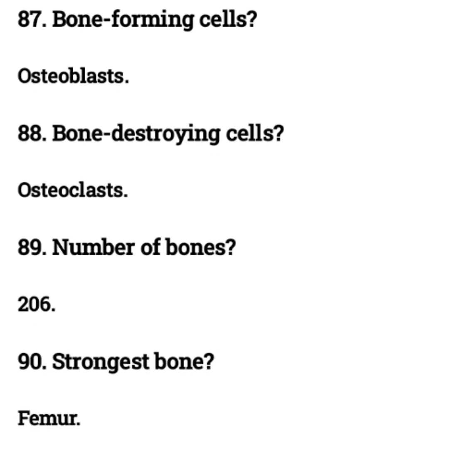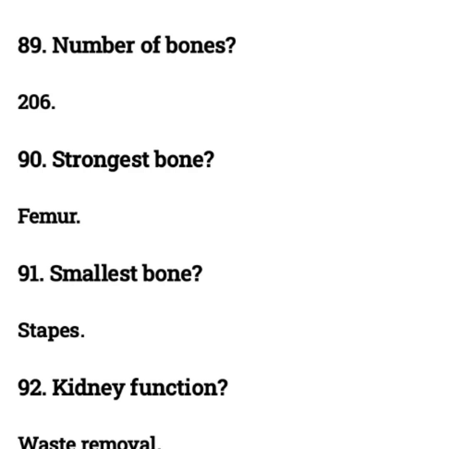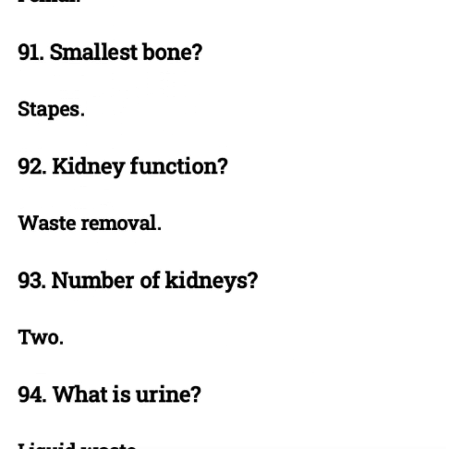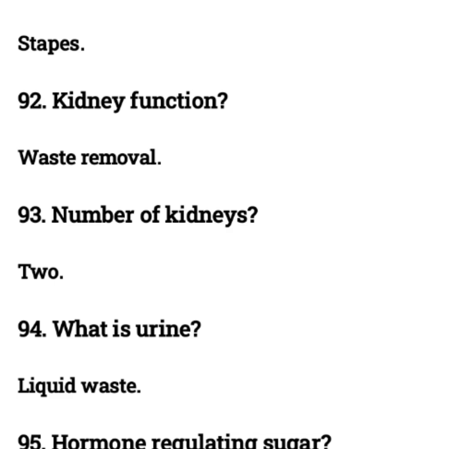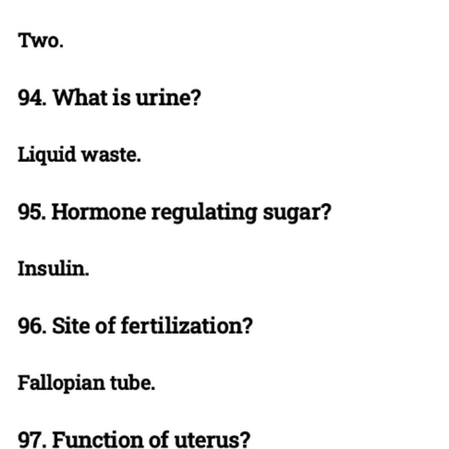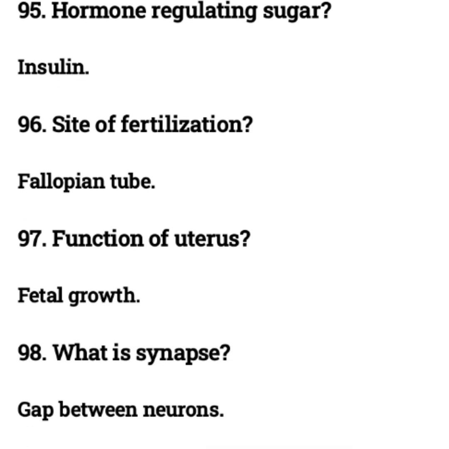Number of bones, 206. Strongest bone in the body, femur. Smallest bone, stapes. The function of kidney is waste removal. Number of kidneys present in human, 2. What is urine? Liquid waste. Hormone regulating sugar, insulin. Site of fertilization, fallopian tube. Function of uterus, fetal growth.